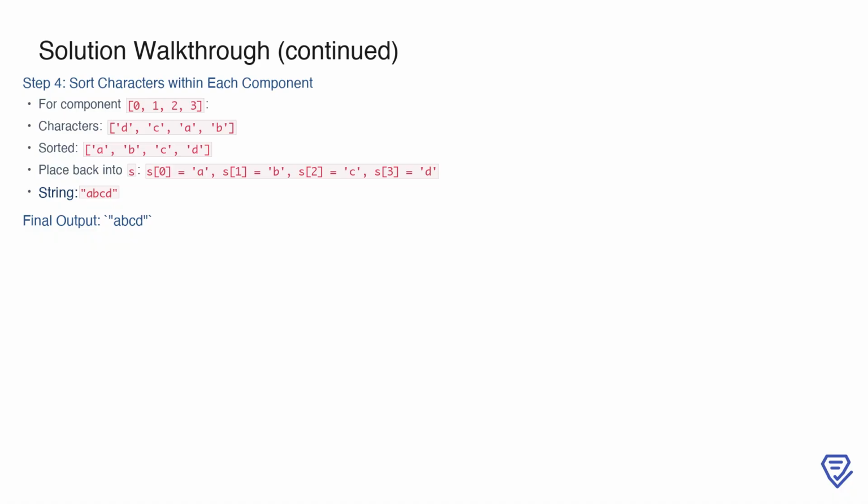With the components identified, we now sort the characters within the single component, 0, 1, 2, 3. The characters corresponding to these indices are D, C, A, B. Sorting them gives A, B, C, D. We then place these sorted characters back into their respective positions in the string. Updating S[0] to A, S[1] to B, S[2] to C, and S[3] to D, the string becomes ABCD. This gives us the final output for this example, which is ABCD.